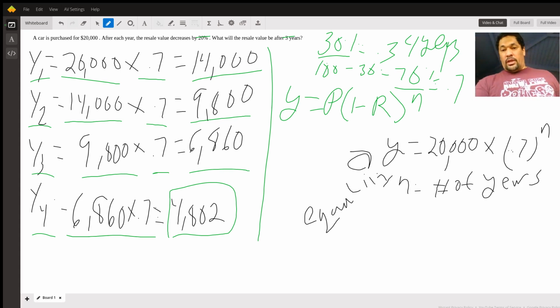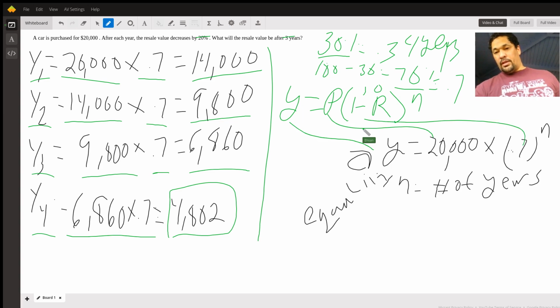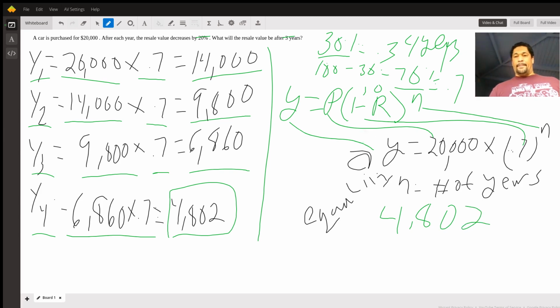This is how we do it. This is your p, 1 minus the r, which is the 30%, will give you the 0.7, and then the n is the number of years here. Once you plug in all that information and put it in a calculator, you're going to get your final result as 4,802 after 4 years.